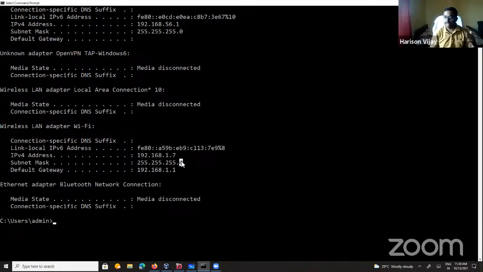So the maximum number of hosts I can define is 0 to 255 hosts. Usually 0 and 255 are not used, as they are used for broadcasting. So I can use numbers between 192.168.1.1 and 192.168.1.254 for all the hosts on my home network. Does this make sense? Okay.